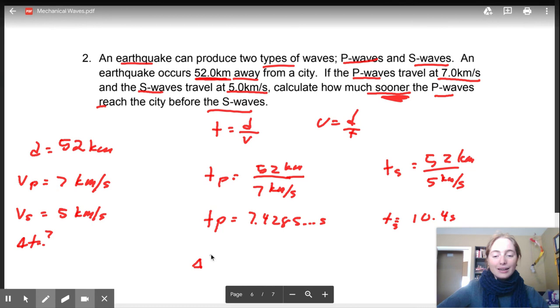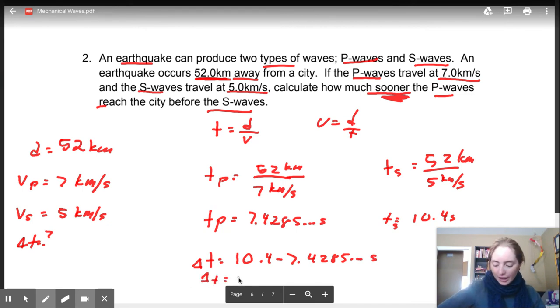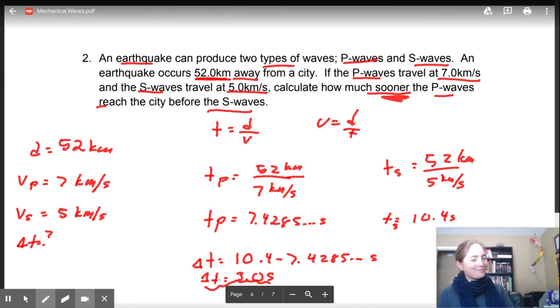I have been asked to calculate the delta T, so we want to find the time difference here. So I'm going to take my 10.4 seconds, I'm going to minus it by my 7.4285. Use all those numbers in your calculator, please, and thank you. And once you have your sig digs and your units, after you've done your rounding of that 2.97, you're going to wind up with a delta T, so a time difference of 3 seconds.